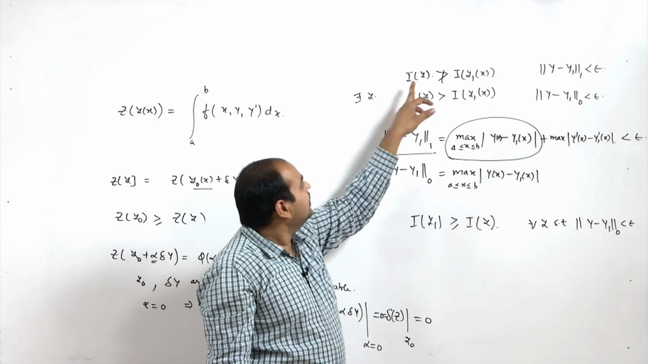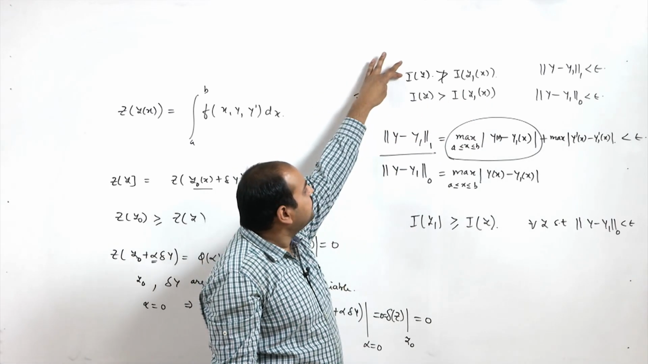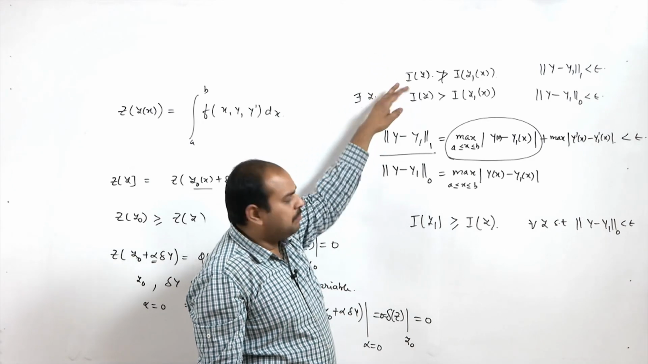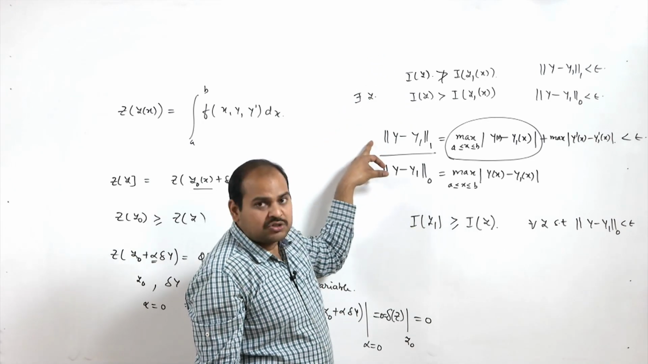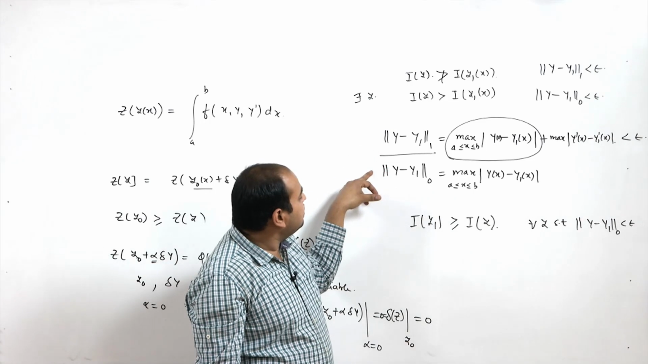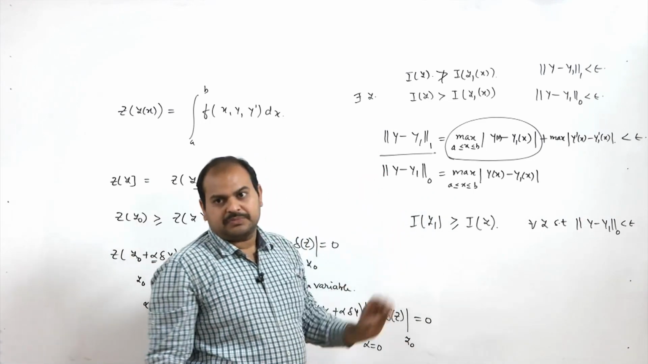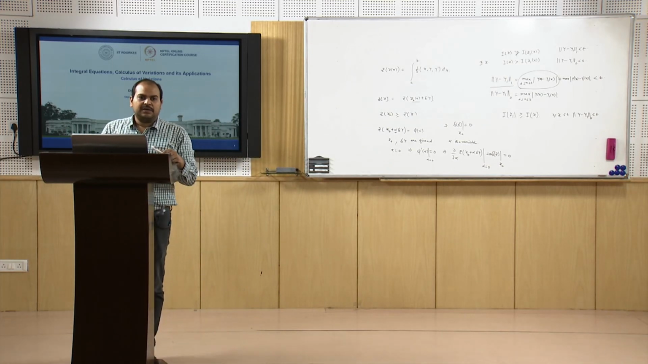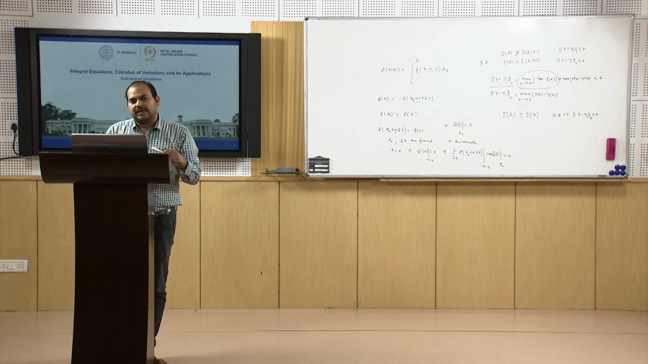So, it means that there is a possibility that a weak extremum may not be a strong extremum, but here we have shown that a strong extremum will be a weak extremum. Is it okay? So, here strong implies weak, but weak may not be strong.